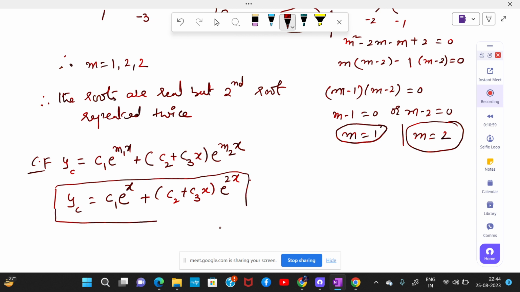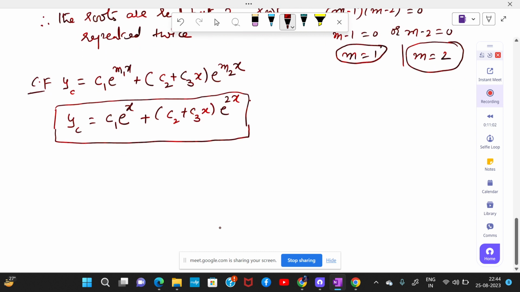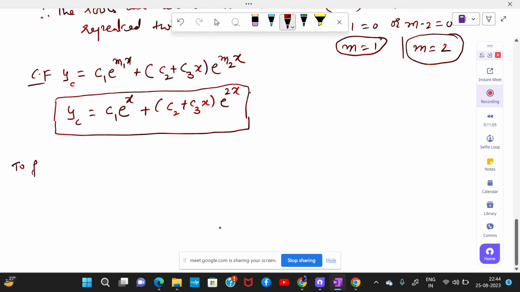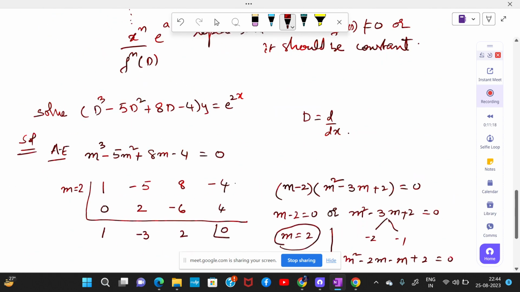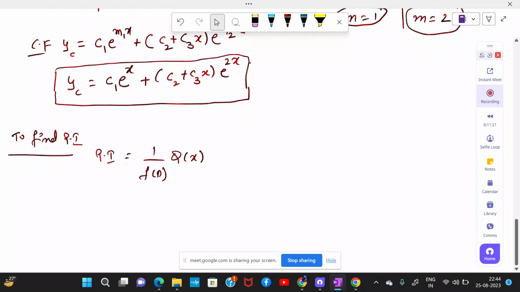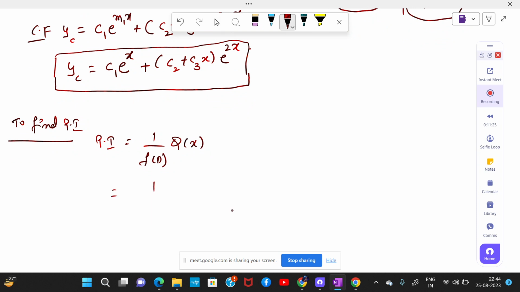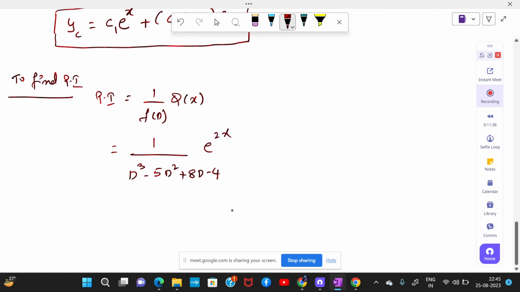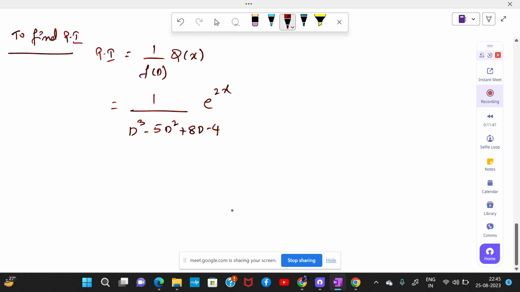Next we have to go for finding the second half, that is your PI. To find PI, PI is equal to 1 by f of D into Q of x. What have they given as Q of x here? Q of x is equal to e to the power of 2x. It's equal to 1 divided by D cube minus 5D square plus 8D minus 4, e to the power of 2x. What is the value of a here? Here a is equal to 2.